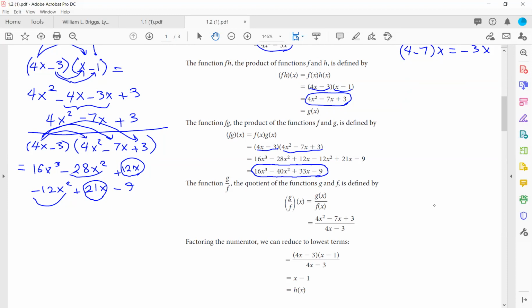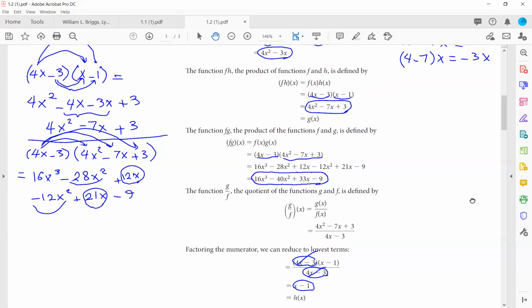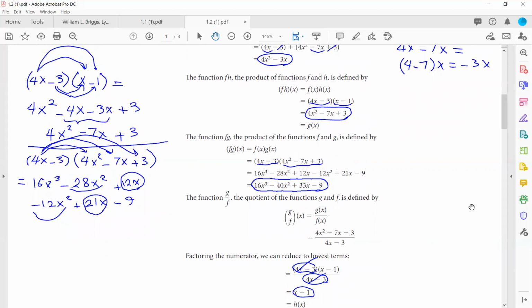As you can see, 4x minus 3 and 4x minus 3 are common factors between the numerator and the denominator, so you can cancel them out. The outcome is x minus 1. Again, in this example, it happened that h of x is the outcome of the division between g and f. But note that it's not always the case.